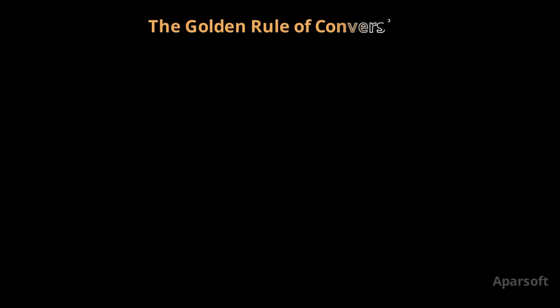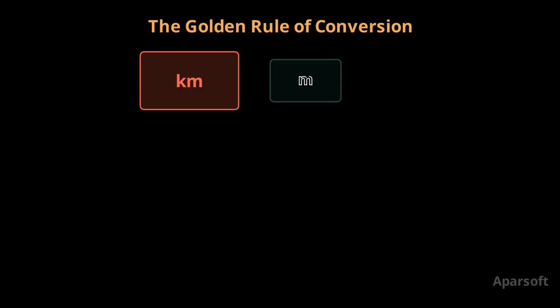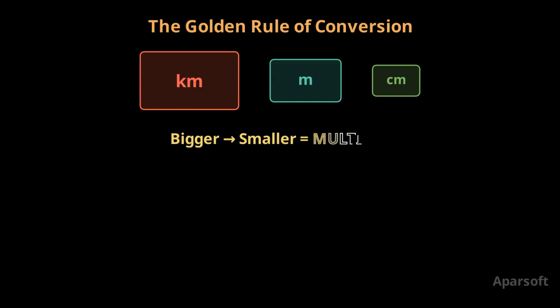Now for the golden rule of conversion, note this down. Look at these three units. Kilometer is the biggest, meter is medium, centimeter is the smallest. When you go from a bigger unit to a smaller unit, you multiply. Think about it. It takes more small units to equal the same amount, so the number gets bigger. When you go from a smaller unit to a bigger unit, you divide. You are packing small units into bigger ones, so the number gets smaller. Bigger to smaller, multiply. Smaller to bigger, divide. Simple, right?